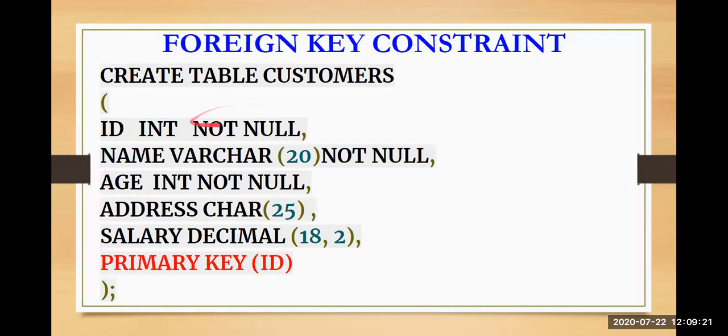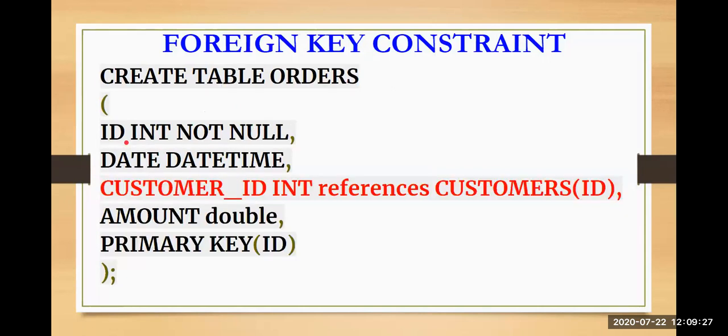You can see here you have your customers table, and the attribute which we are asking for reference is your ID. So the syntax here is column name along with the data type, along with the keyword references, the table name whose reference you want to take, along with the attribute name in brackets. So that is your foreign key constraint.